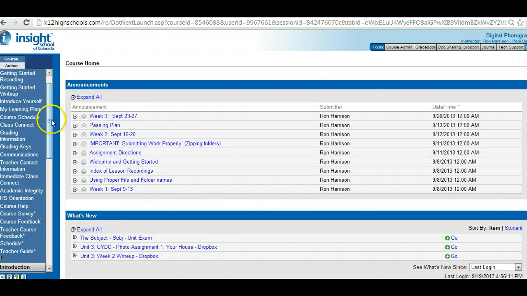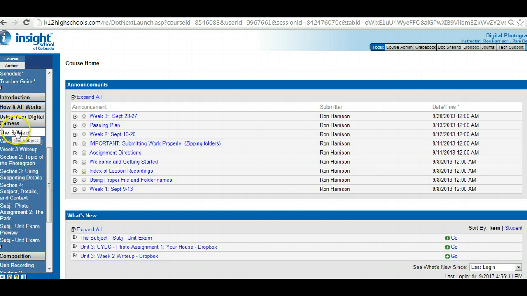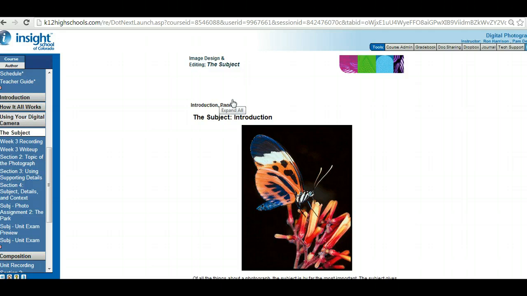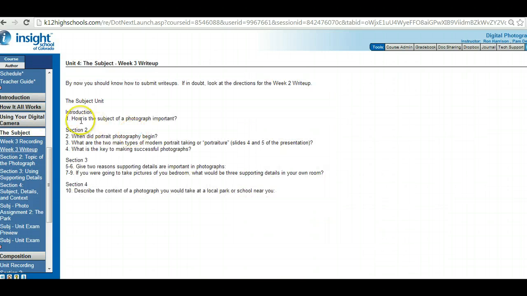All right, week 3, let's go down to the subject unit. So here we are in the subject unit. We only have 5 weeks in this class, so we're nearly halfway through. If you're behind, you need to pick it up. The subject unit is going to talk about the subject of your photographs and what you need to do to make sure you're focusing on the subjects. Now we do have the write-up for this. The write-up for week 3 is only about the subjects unit, so let's take a look at it.